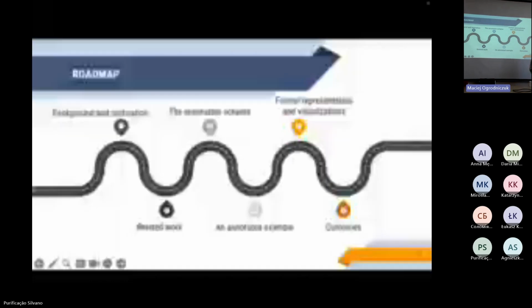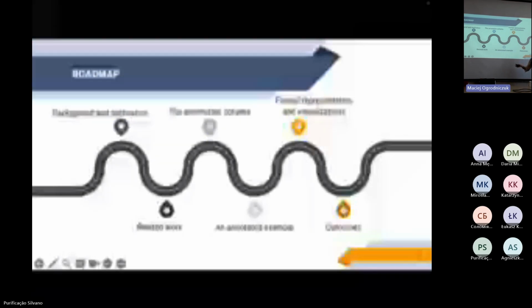And then I will move on to see how we have been using these annotated data to formally represent, and also to extract information from narratives and, for instance, to different kinds of visualization. So let's start with the background and motivation.